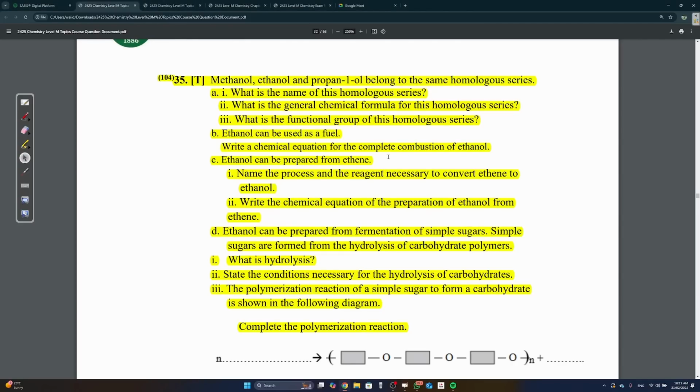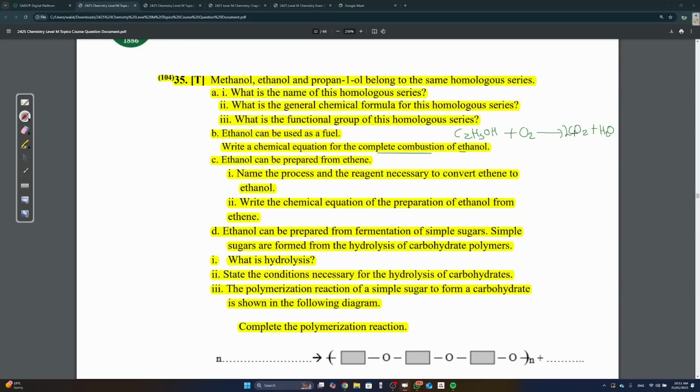Ethanol can be used as a fuel. Write a chemical equation for the complete combustion of ethanol. Ethanol, C2H5OH. I explained how you get it. Complete combustion means it reacts with oxygen. In combustions, you're always reacting with oxygen. But what's the difference? In a complete combustion, you produce carbon dioxide, but for incomplete, you produce carbon monoxide. And obviously water. And then balance it.